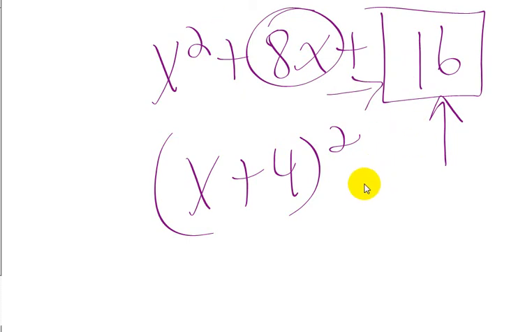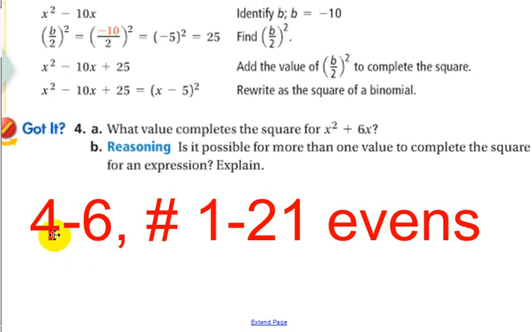That's as far as we go today. Tomorrow we're going to build on this and learn lots more things about it and how to use it. So your problem set tonight is 4-6, number 1 through 21, work all the evens. 1 through 21, all the evens. Okay? Thank you. And that concludes our lesson.